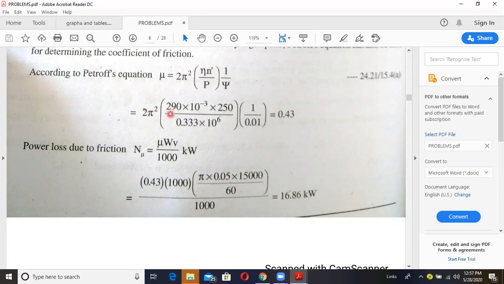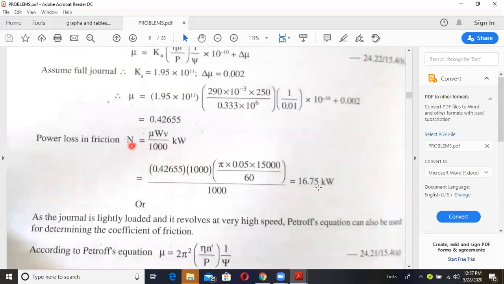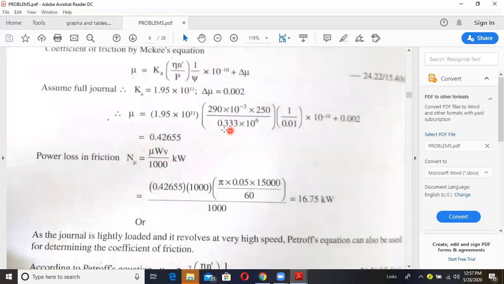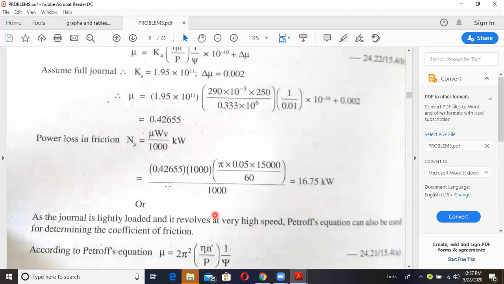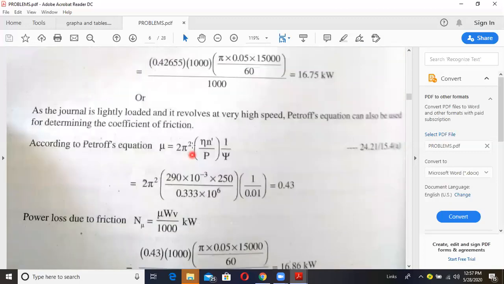Same thing, here we can use Mackey's equation. Again substitute Ka, delta mu, all the things. Again calculate power loss. We got 16.75. Here we got 16.6. Both are the same. You can use Petrov's equation to calculate mu, or you can use Mackey's equation to calculate mu. But if in the question they have not given which equation you have to use, then always go for Petrov's equation for a full journal bearing.